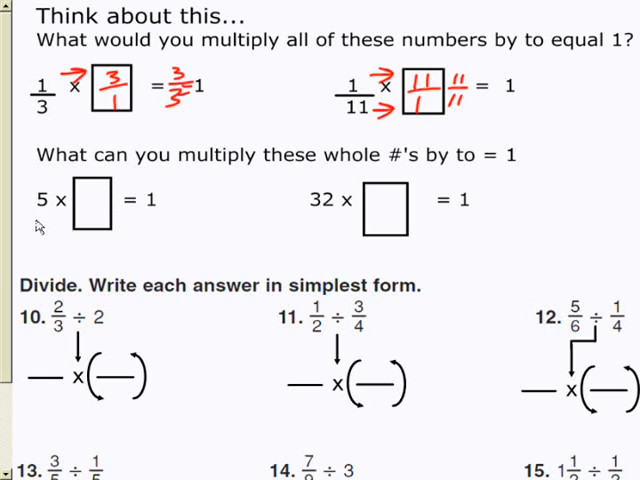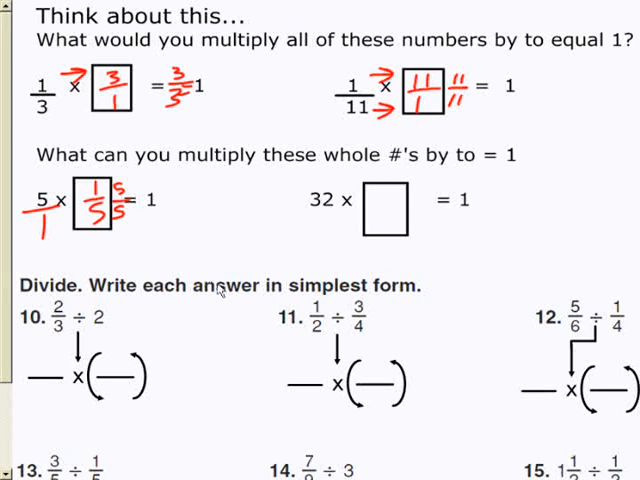Now how about these whole numbers? What would I multiply 5 by to equal 1? Well, it's the same idea. Let's write 5 as a fraction. Remember, 5 as a fraction is 5 over 1. So the opposite of that would be 1 over 5. 5 times 1 is 5, 1 times 5 is 5, and 5 over 5 equals 1.